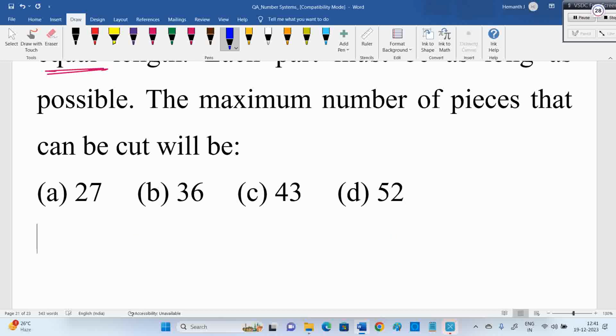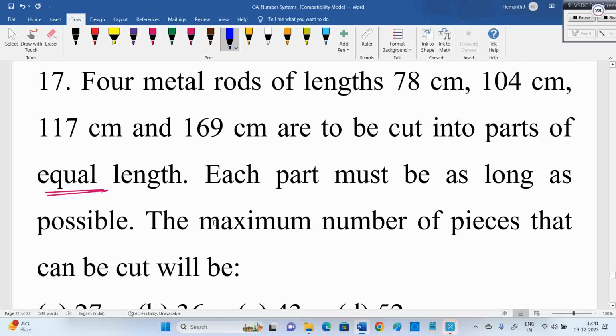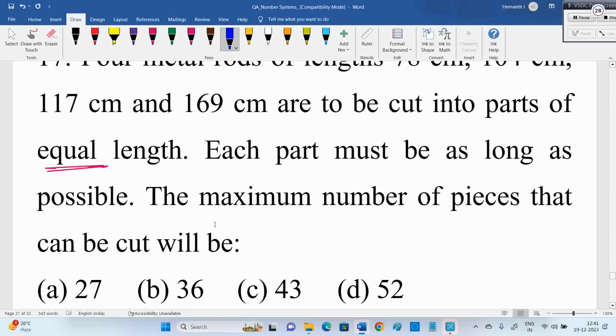Less than the given numbers. Given numbers are 78, 104 and so on. Less than the given numbers, since it is HCF. And I said equal, common, same, required.